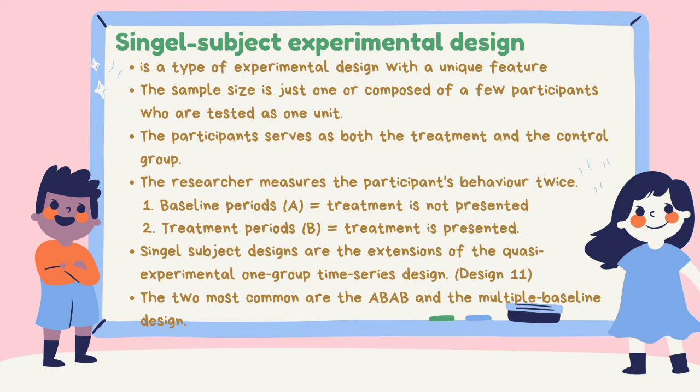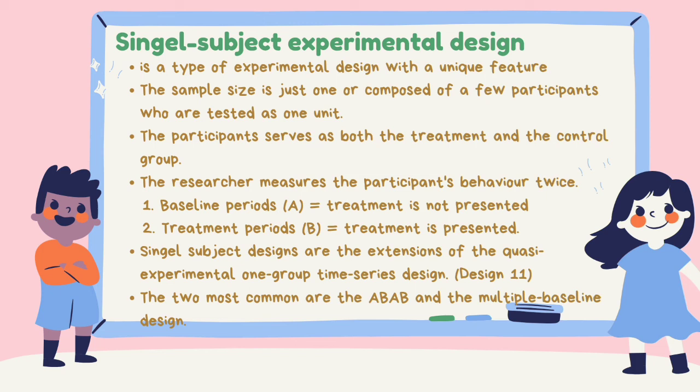In single-subject experimental design, the researcher measures the participants' behavior twice. The first is when the treatment is not presented, which we usually call the baseline period. And the second is when the treatment is presented, and we call it the treatment period. The baseline period is referred to by the letter A, and the treatment period by the letter B. These are the two major phases of single-subject experimental design.